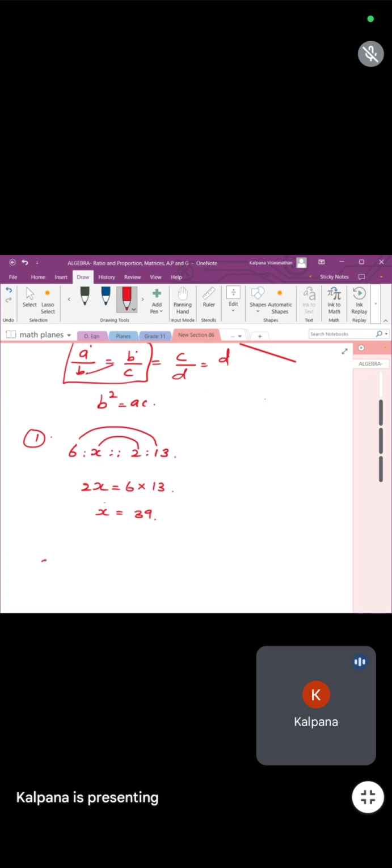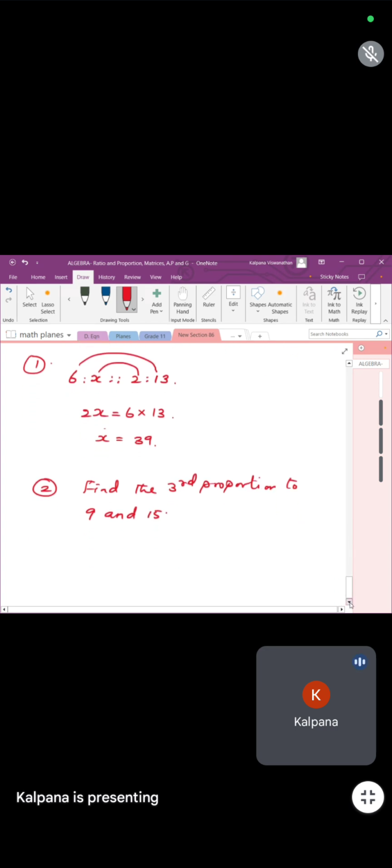The second form is where you have to find the third proportion to 9 and 15. Here only two numbers are given, 9 and 15. How will you find the third proportion? Let the third proportion be X. Third proportion, you will take it as X. We'll take continued proportion, no, miss?